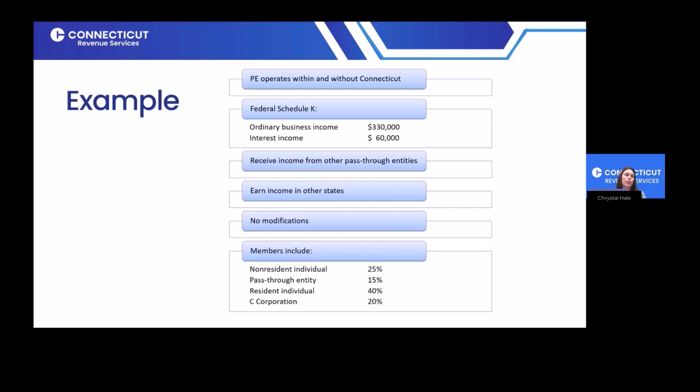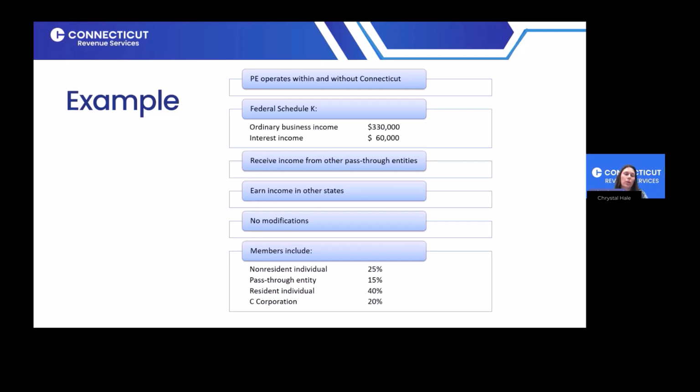So now we're going to go through an example with a little bit more detail than what was in webinar 2. So here's the fact pattern. We have a pass-through entity that operates within and without Connecticut. They have federal Schedule K income consisting of ordinary business income of $330,000 and also interest income of $60,000.